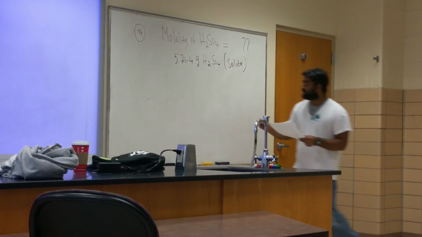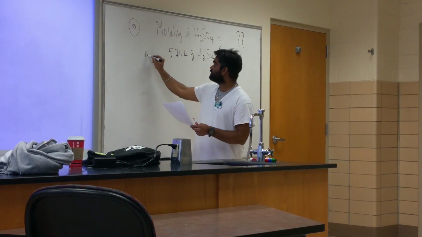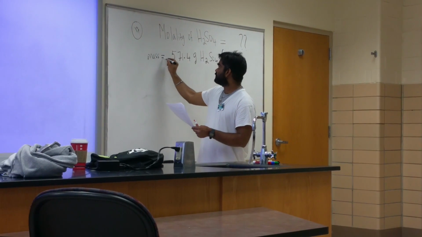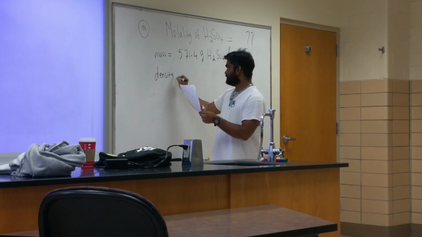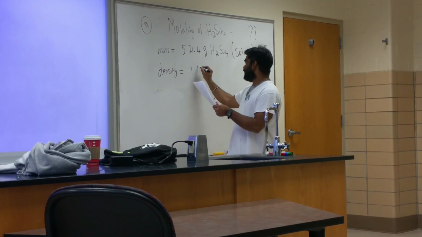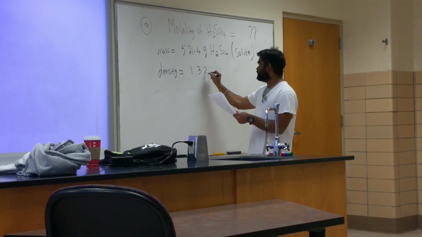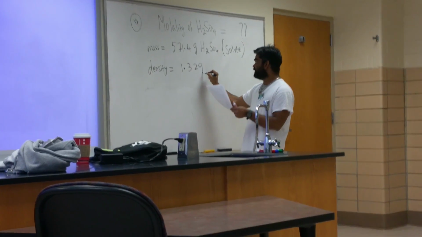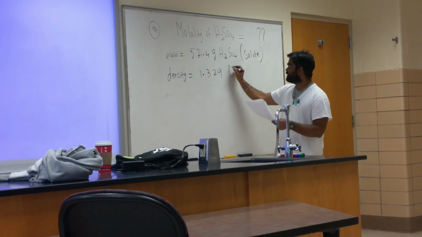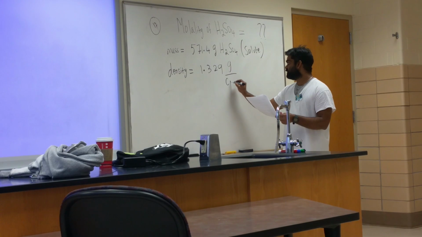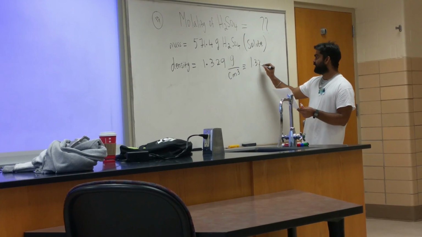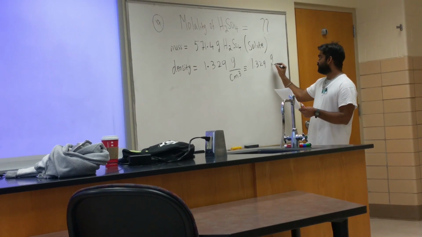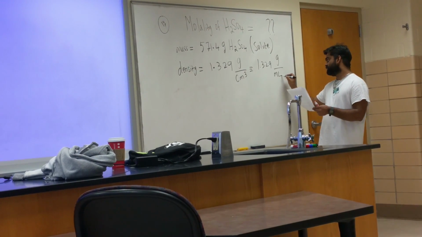Mass is given. Density is given as, and now again I will keep this to American units, so 1.329. It's given as grams per centimeter cubed. This is the same as writing 1.329 grams over milliliters.